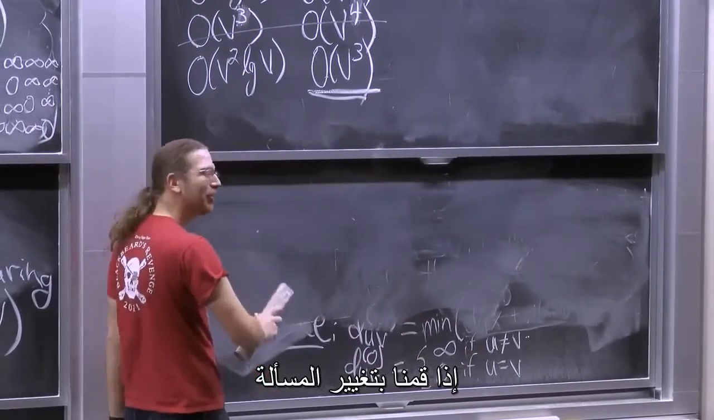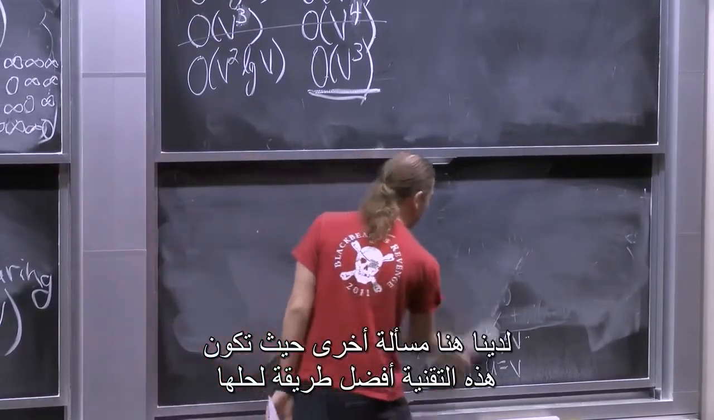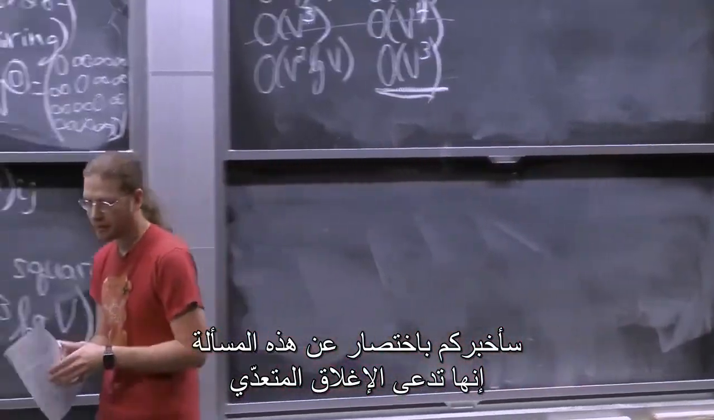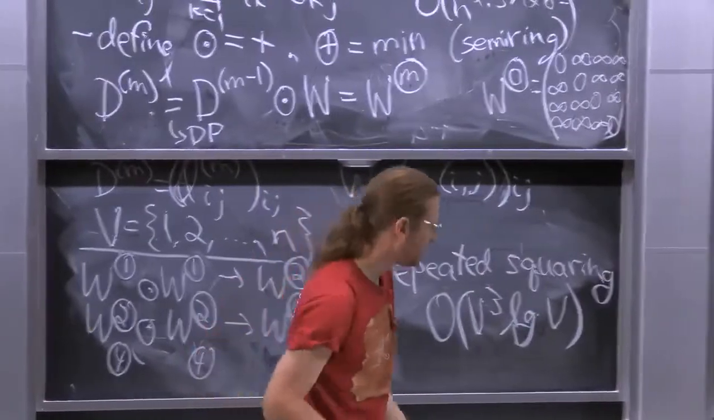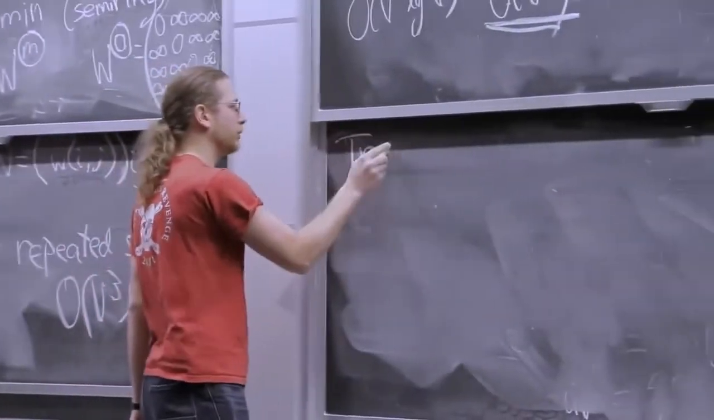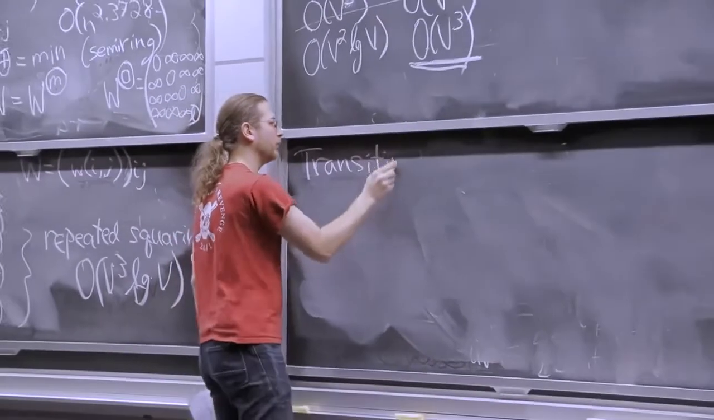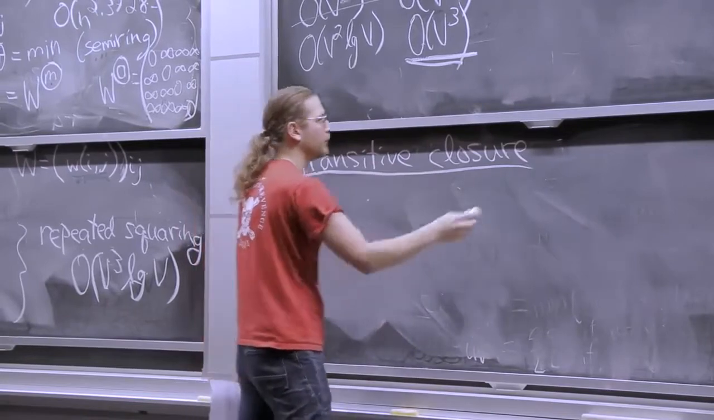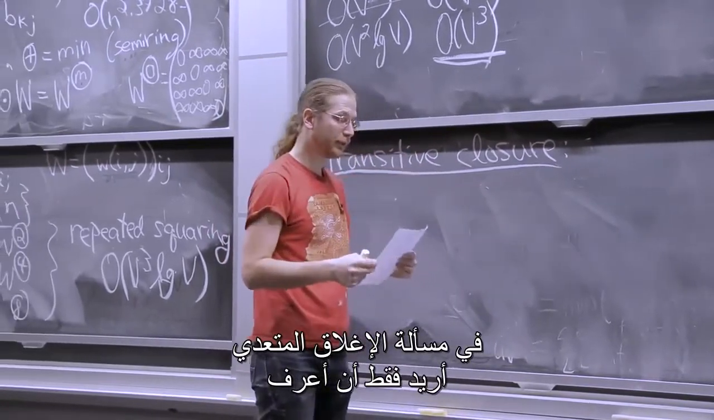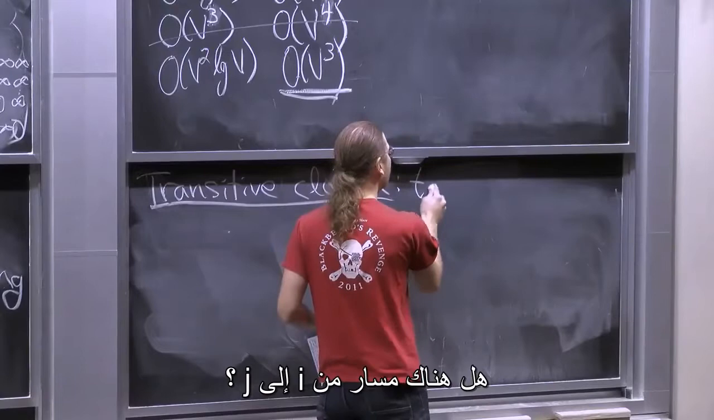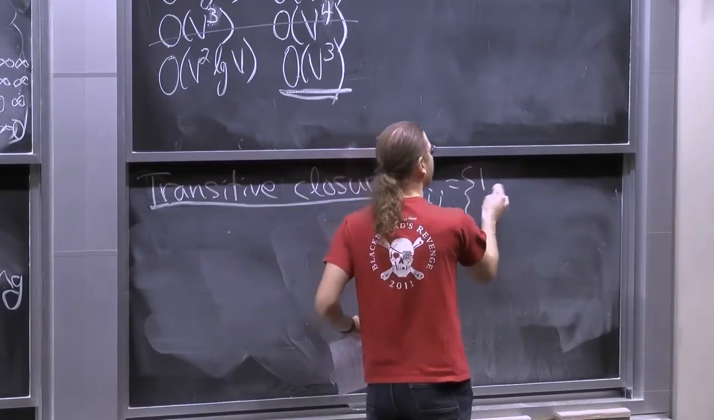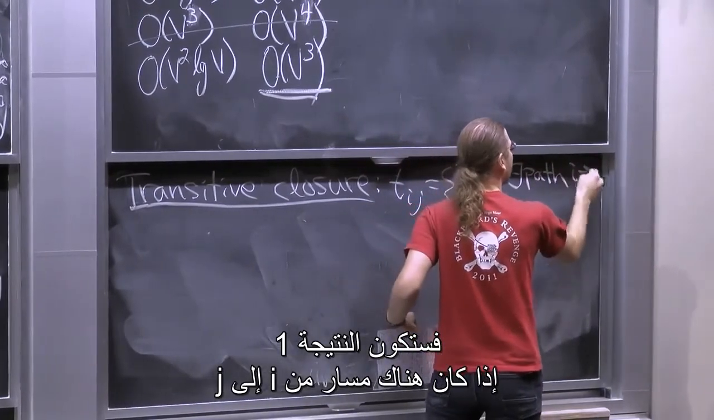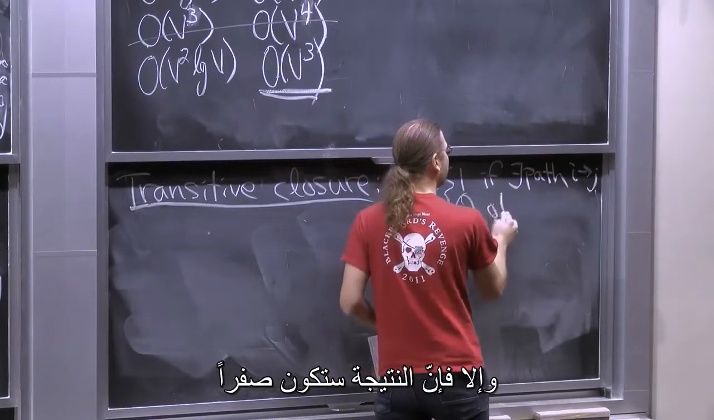If we just change the problem, there is another problem which this is the best way to do. So let me briefly tell you about that problem. It's called transitive closure. Transitive closure is, I just want to know, is there a path from i to j? So it's going to be 1 if there exists a path from i to j, and it's going to be 0 otherwise.